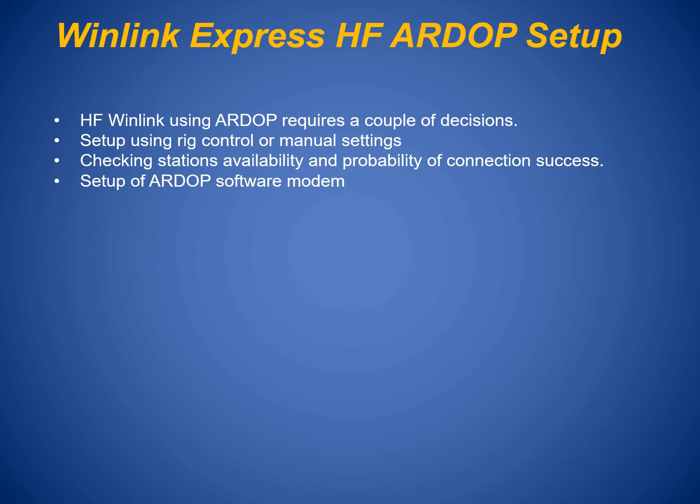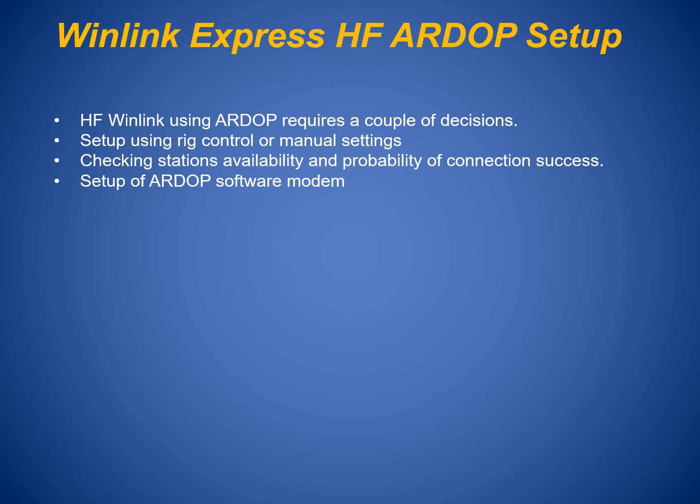And the first one we're going to do is HF using the RDOP native software modem built into Winlink. And before we do that, we're going to have to make a couple of decisions. There's two ways to do it. You can either use rig control automatically set up by Winlink, or if you don't want to, or have a machine that is not capable of rig control, you can set the manual configuration also.